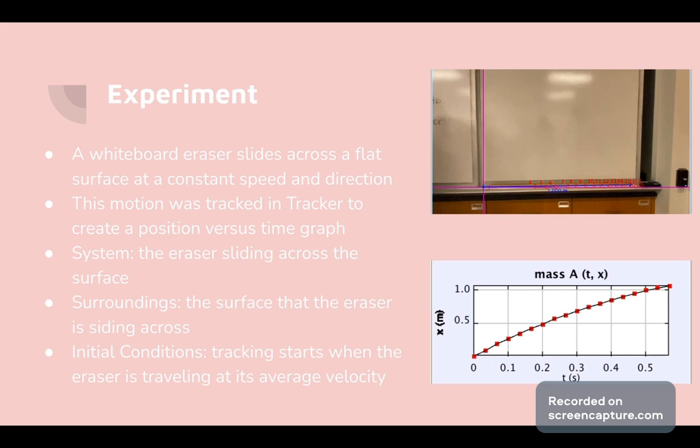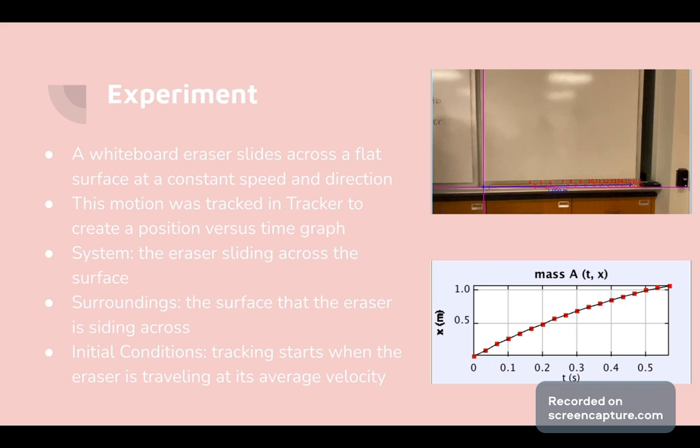As was introduced briefly in the previous slide, the experiment in this lab involved a whiteboard eraser being slid across a flat surface at a constant speed and direction. The motion of the eraser was then tracked using the Tracker software to obtain a position in the xy direction of the eraser as a function of time, shown in the graph in the lower right-hand corner.